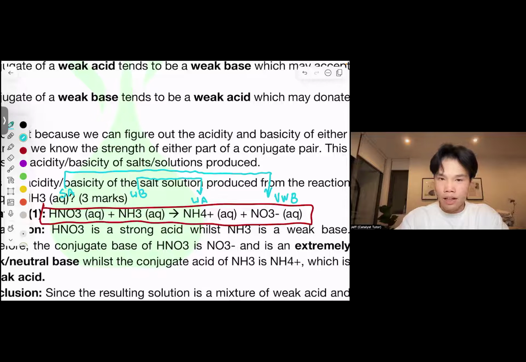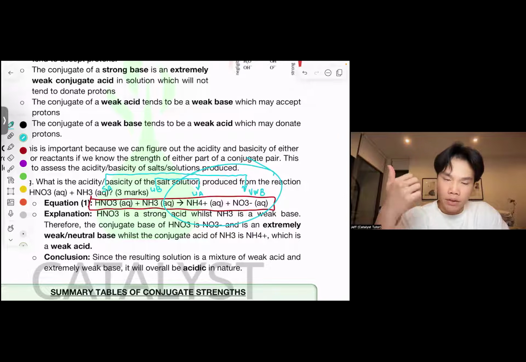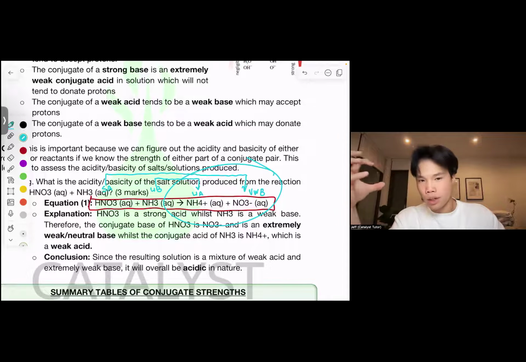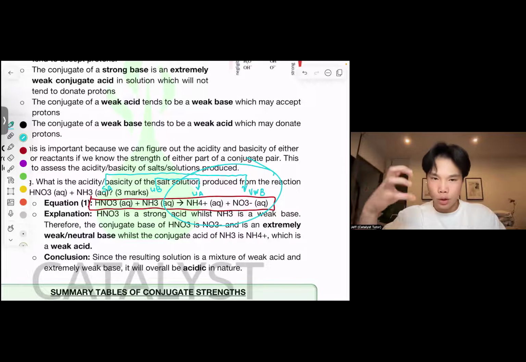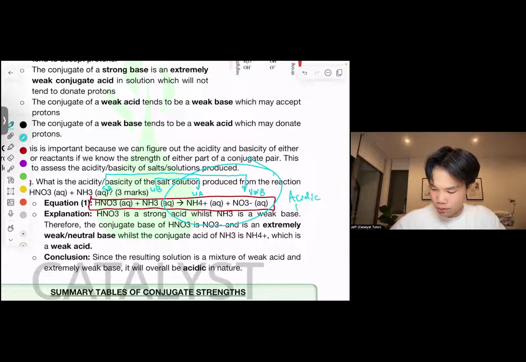Therefore, if we're asked what the acidity, basicity, or neutrality of our products are, because we have a weak acid and a very weak base, the weak acid would be contributing to more H plus compared to the OH minus that the NO3 minus would be making. And so this is an acidic solution, therefore. Okay.